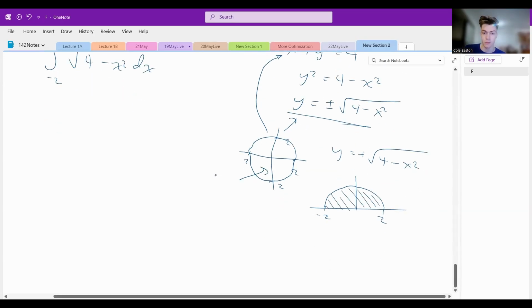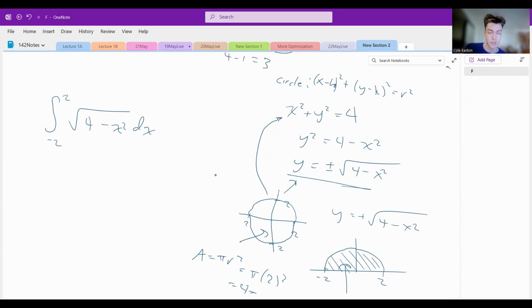And what's that going to be? Well, what's the area of this circle? Well, area equals pi r squared. So it equals pi times 2 squared. That's going to be 4 pi. But the area of this is going to be 1/2 times my 4 pi, because that's a half of the area of the full circle. So that's going to be 2 pi. And so we have that the area under this curve, which is this integral, is going to equal 2 pi.